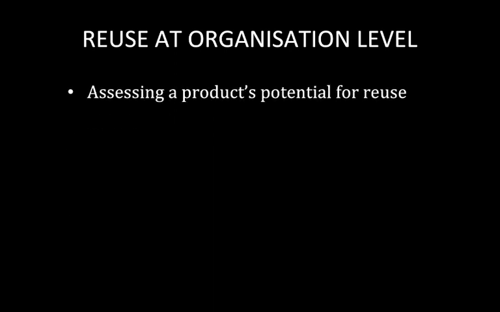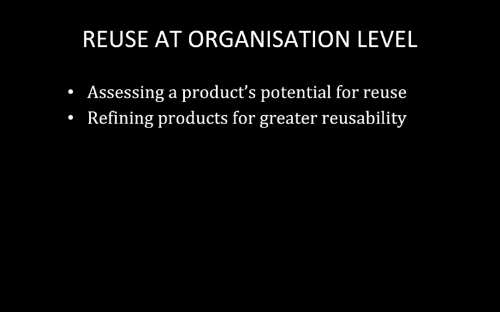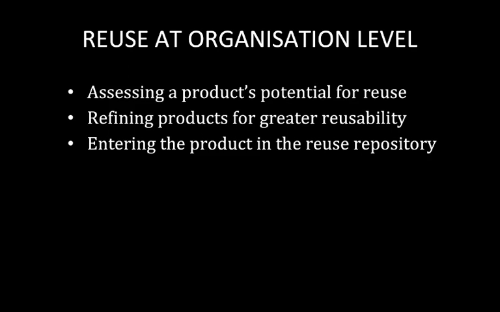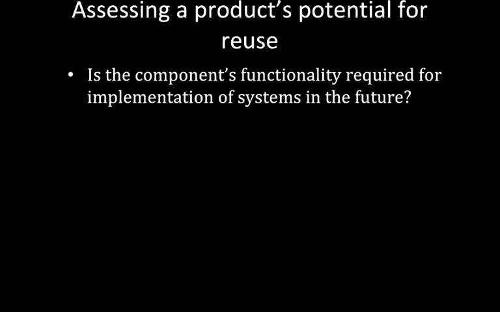What things should be practiced in order to do reusability at an organization level? Mainly we have three steps. First is assessing a product's potential for reuse, then refining products for greater reusability, and entering the product in the reuse repository. So these are the three steps that an organization should do. First one is assessing a product's potential for reuse. The firm should be able to assess whether an item has reusability features.